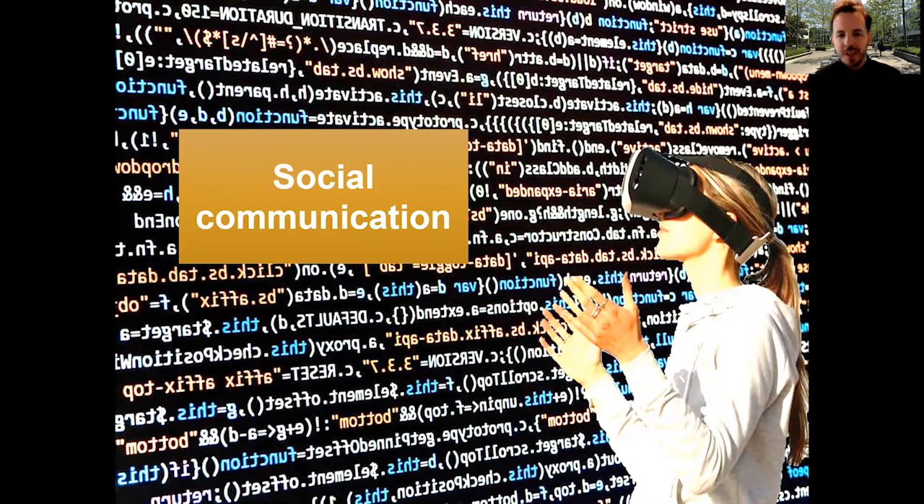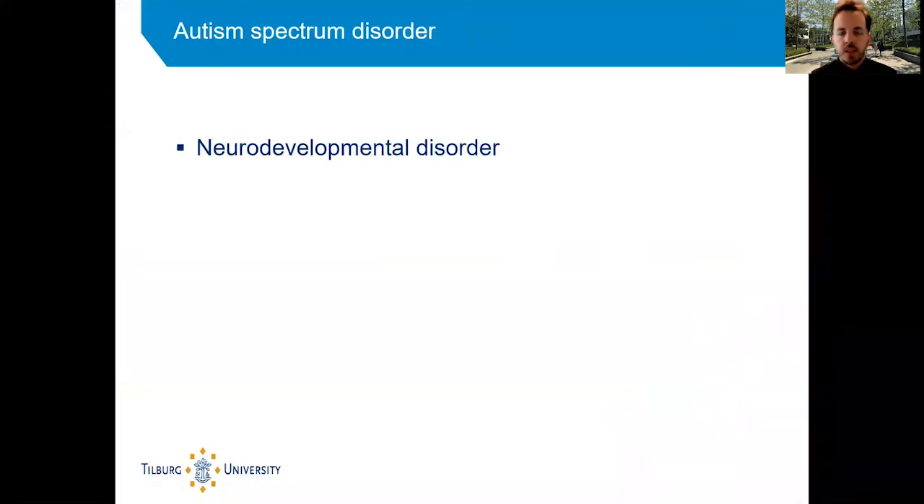Another type of application in the field of language and communication, in this case communication, that you can think of that's being built is related to social communication. So really the social aspects of communication. Also here, people may have trouble communicating in a socially desirable way in everyday life. And this is sometimes the case in autism spectrum disorder. So this is a neurodevelopmental disorder.